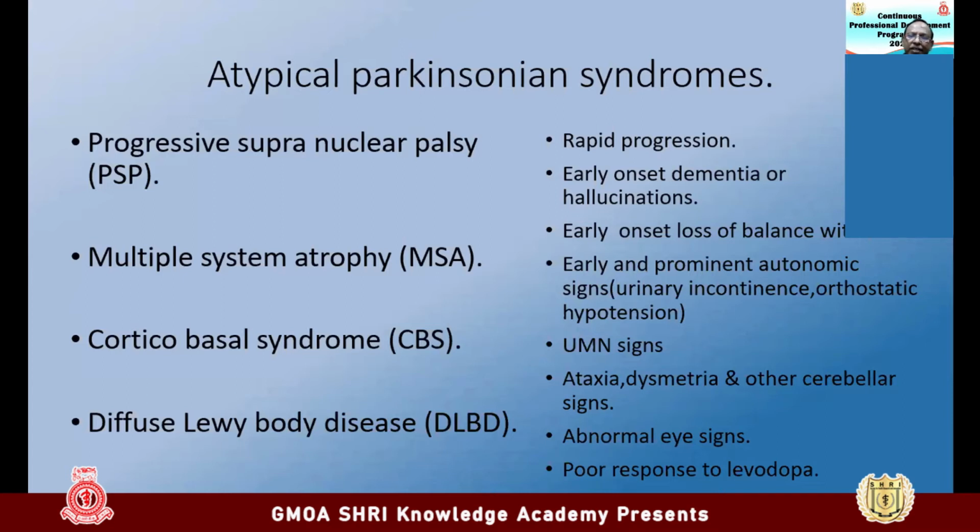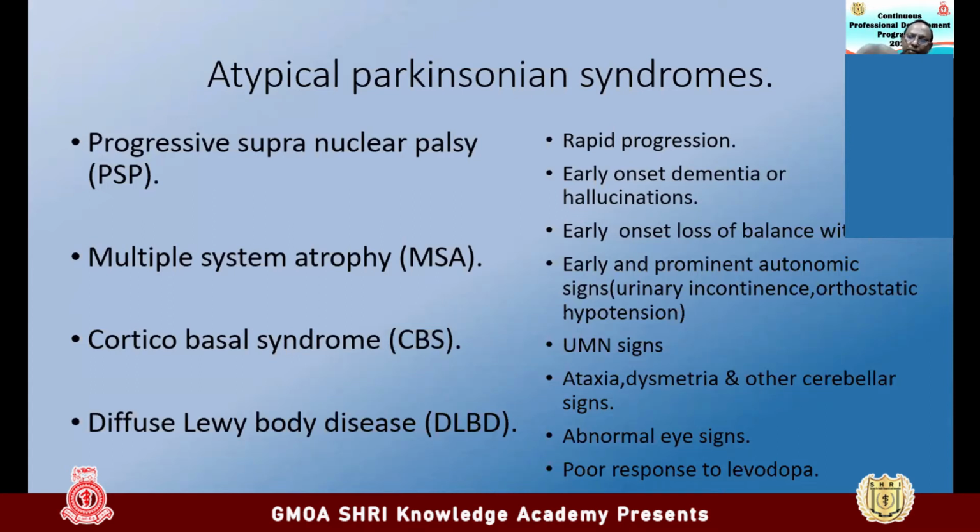And if the patient has upper motor neuron signs, that means upgoing plantars and other things, we have to think about corticobasal syndrome and sometimes multiple system atrophy as well. So if the patient has a gaze palsy, specifically vertical gaze palsy, you always have to think of PSP. So these features are more in favor of atypical Parkinson's.